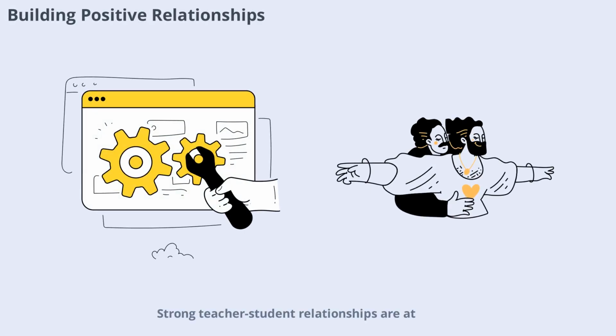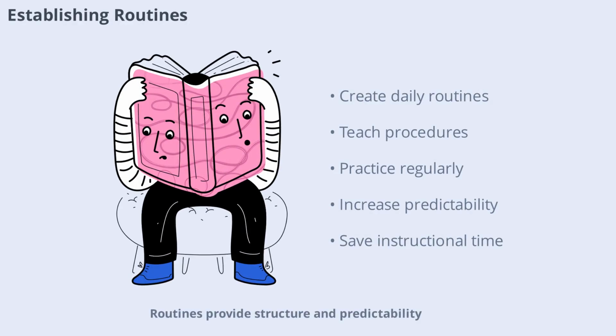Strong teacher-student relationships are at the heart of effective classroom management. Take time to get to know your students, their interests, strengths, and challenges. Greet them by name, show genuine interest, and listen actively. When students feel respected and valued, they are more likely to cooperate and participate. Building rapport also helps in preventing behavioral issues before they arise. Remember, a positive relationship doesn't mean being a friend, it means being a caring, consistent, and fair leader in the classroom.